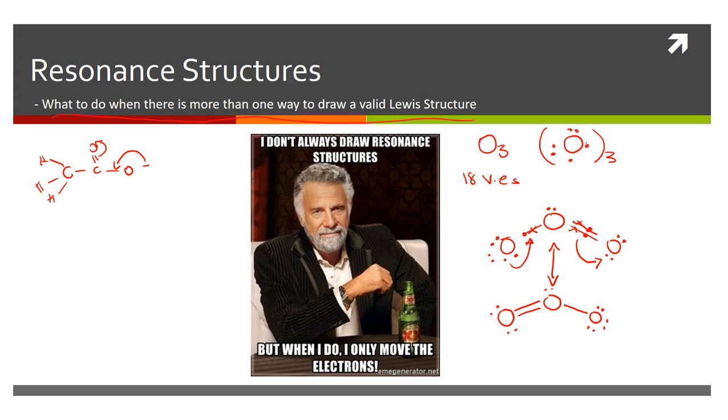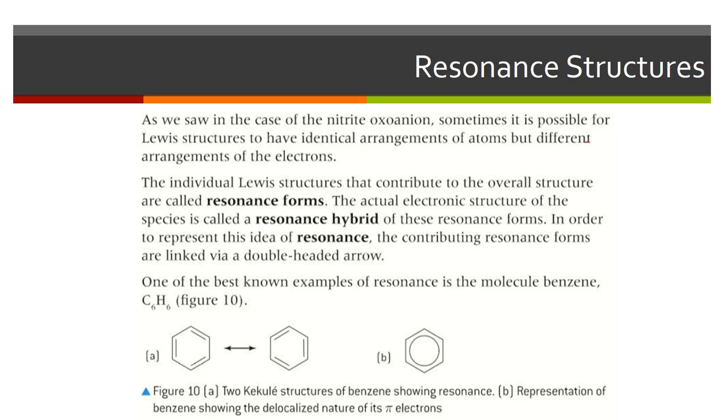So let's look at some of the other structures that we need to know. One of the key ones is benzene. We've talked about this where benzene is a 6-membered ring, so it has the formula C6H6.